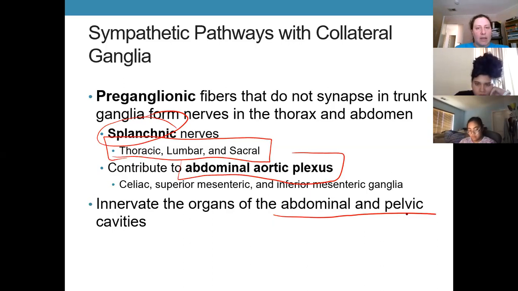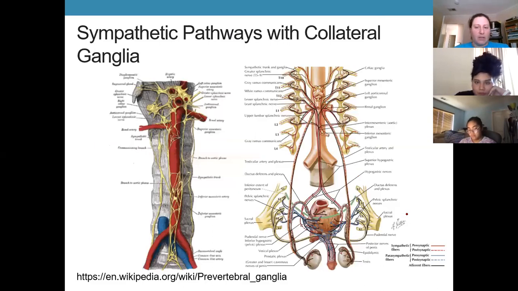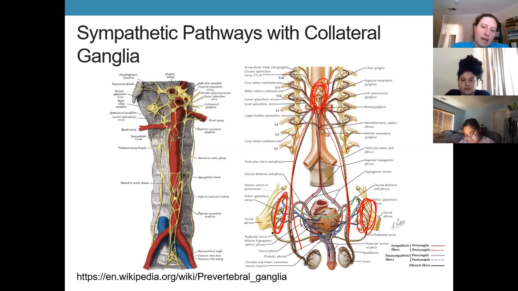So of course, I'm laying out all this chain stuff and everything looks very well organized. And then there's this mess, which is why I threw in pictures a couple different times. So this is the same picture on the left, and then this is more of a diagrammatic one. And it's showing you the collaterals here, and then running to pelvic organs here, and kind of joining up with some parasympathetic axons from the sacral segments as well.